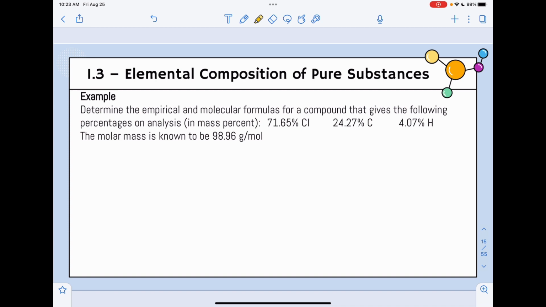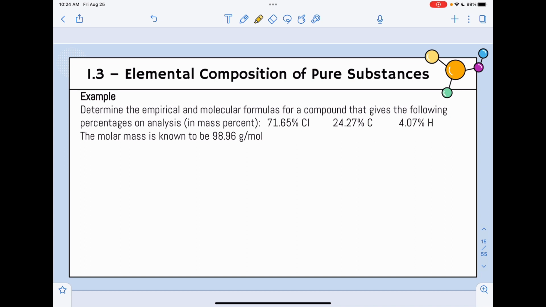Okay, so let's look at another example. This one says, determine the empirical and molecular formulas for a compound that gives the following percentages on analysis in mass percent. This is a compositional analysis example, whereas the previous one was a gravimetric analysis example. And then it tells us what the molar mass of the compound is.